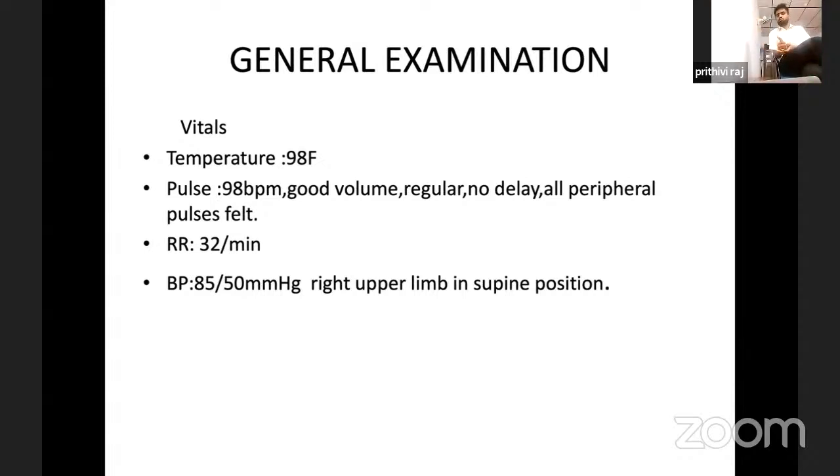Unlike what you see in adults, 120 by 80, 130 by 90, 140 by 90, stage one, that is not going to be followed here. We follow that chart. So go with the chart. Check the right upper limb in supine position, always at the level of the heart. You have to record the BP that way.